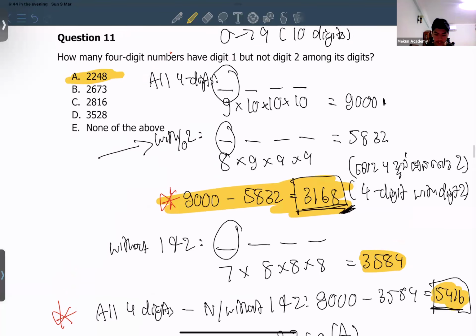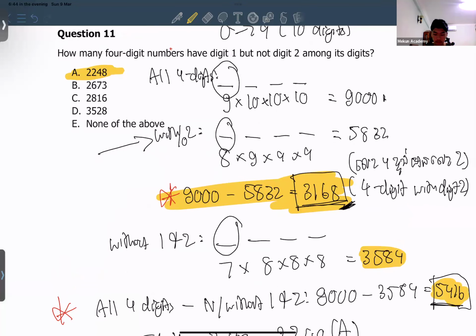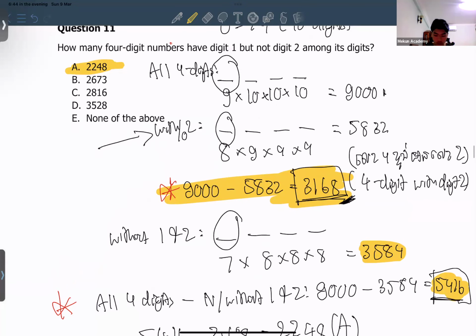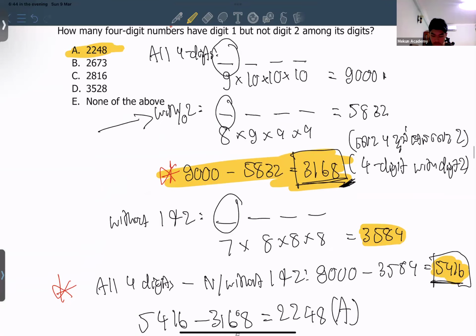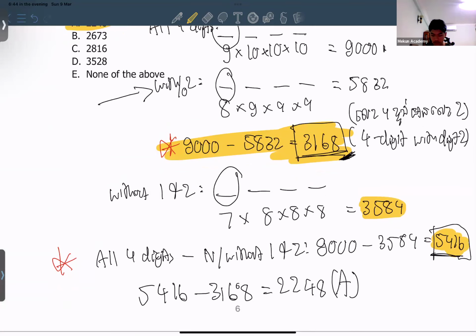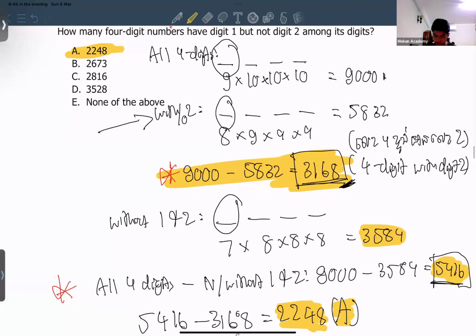So like what the question asks, they ask about 4-digit numbers that have digit 1 but not 2. So to find that, you need to find the 4-digit numbers that have 1 and 2 minus the 4-digit numbers that have only 2. You can take the total number, which is 5,416 minus 3,168. Then you will get 2,248, which is A. Okay, so is there any other questions? If not, we will move on.